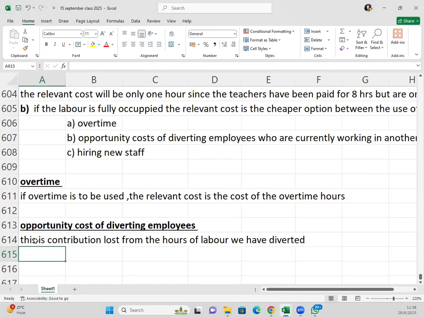So we are saying these employees were working in a department that was giving us a certain profit per hour. But now we have diverted them to work on this order. We tend to lose that profit per hour, so we lose the benefit we were expecting in that department. So that's the opportunity cost of diverting the employees. We lose the benefit of the employees working in that department.